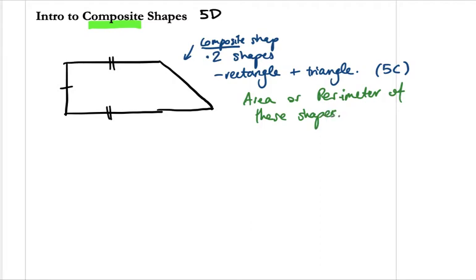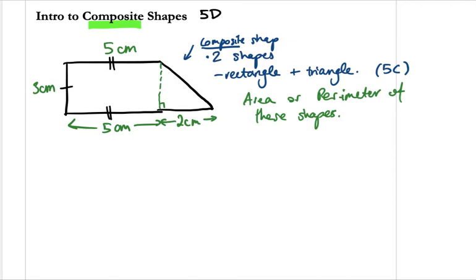Say for instance, that rectangle might have had a side length of 5 centimeters, so top and bottom, and this might be 3 centimeters, and the triangle that we added might be 2 extra centimeters. What we need to do is just break the shape up into its parts that we learnt from 5C. So say for instance here we've got a rectangle and a triangle. Now let's say for instance we're given a little bit more information here.